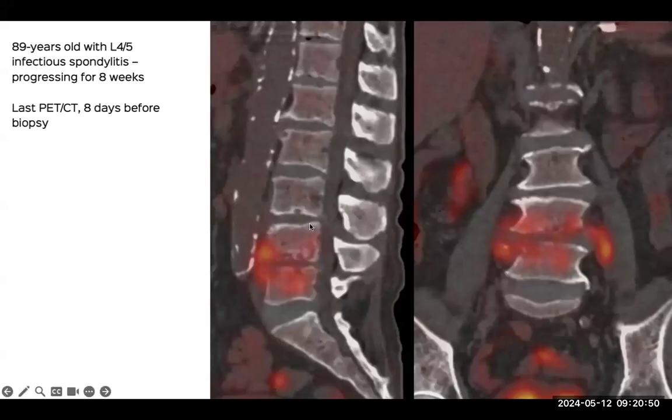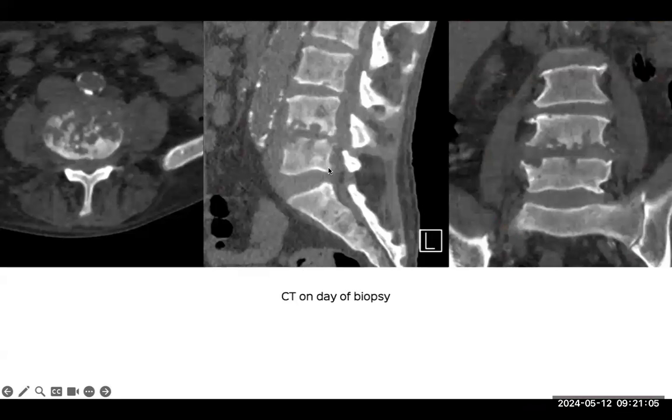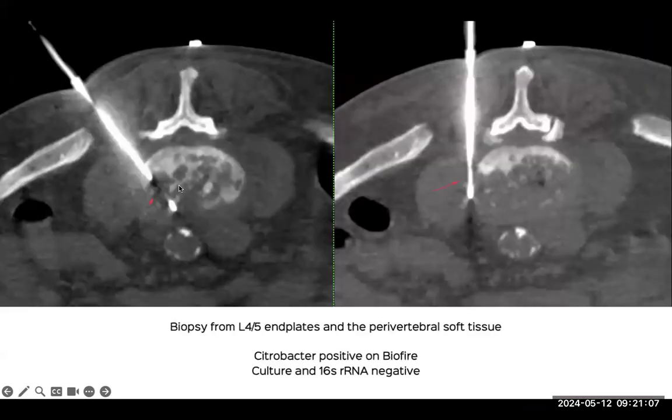And this patient, where we only did PET scans, because the patient was admitted, it was difficult to get this patient into an MRI. This was a progressive infectious spondylitis at L4-5, suspected urosepsis. This was a CT on the day of the biopsy. I used a perivertebral, perifacetal approach here, biopsied both the disc as well as the perivertebral tissue. This was negative on 16S rRNA, but positive on biofire for Citrobacter.